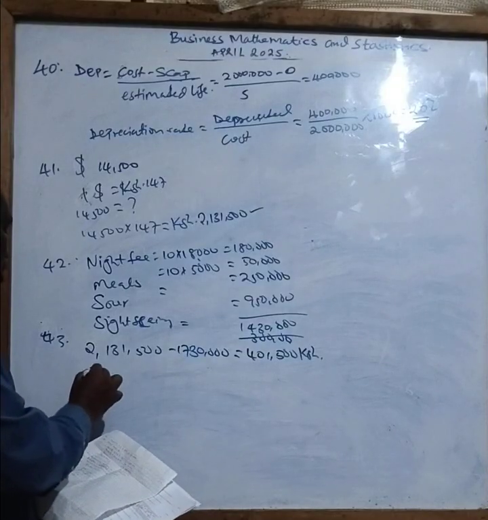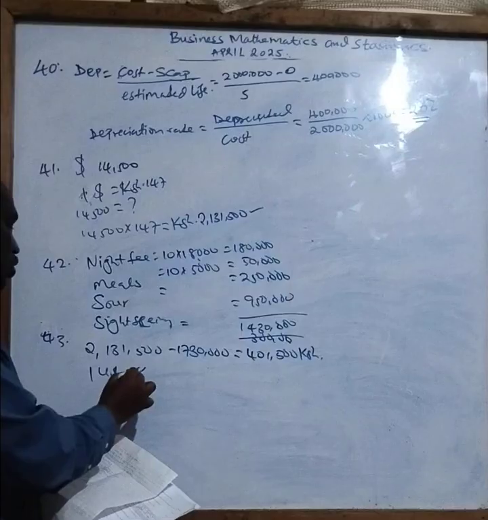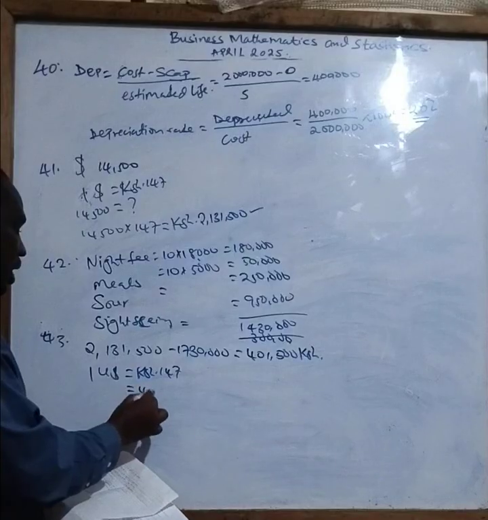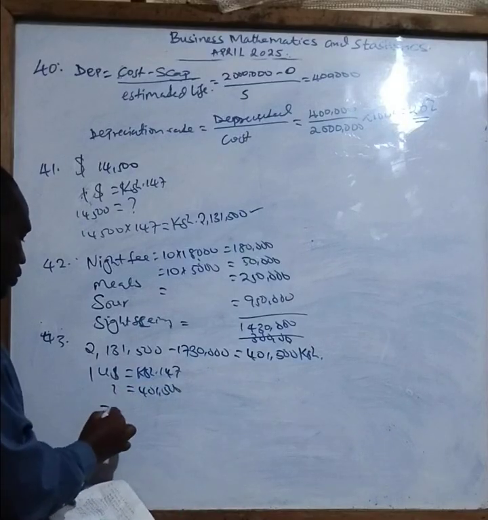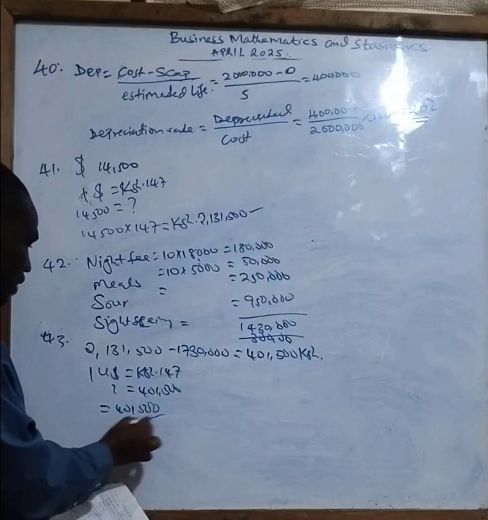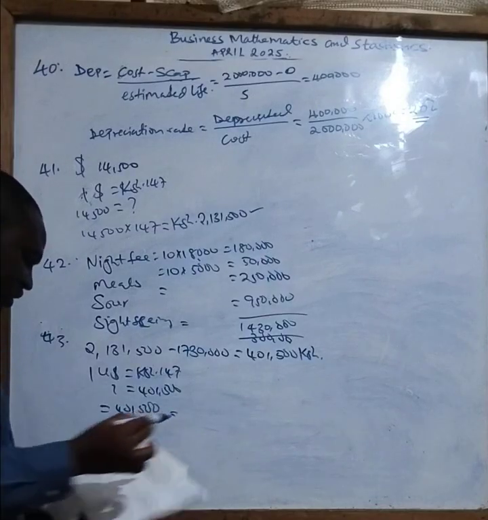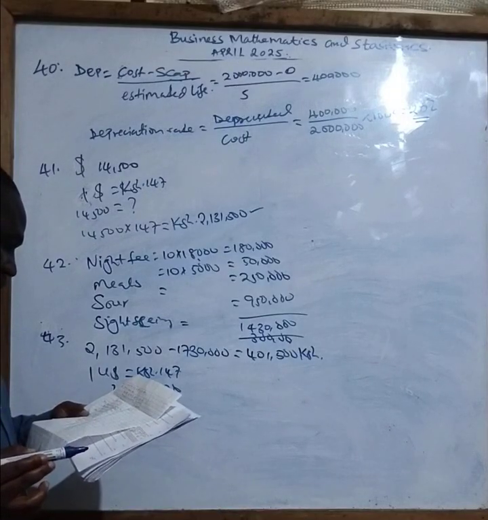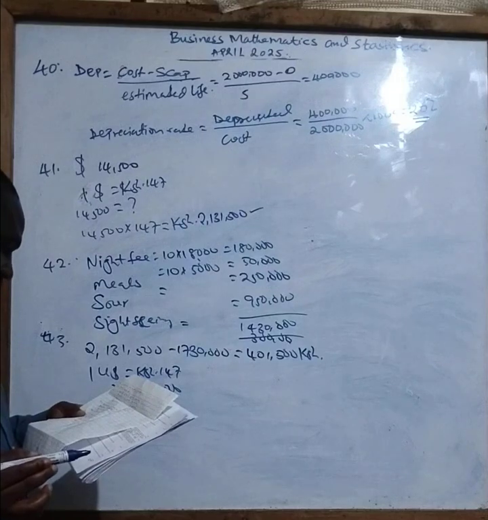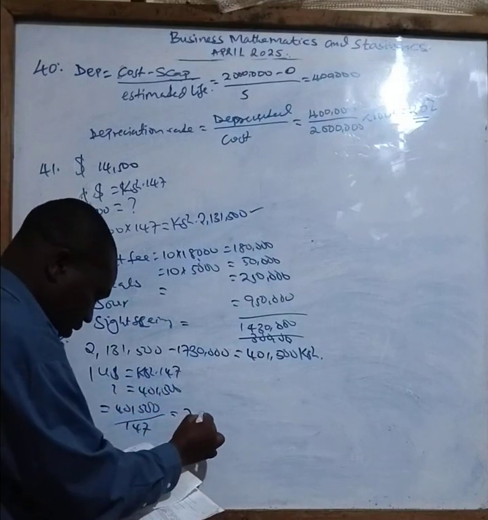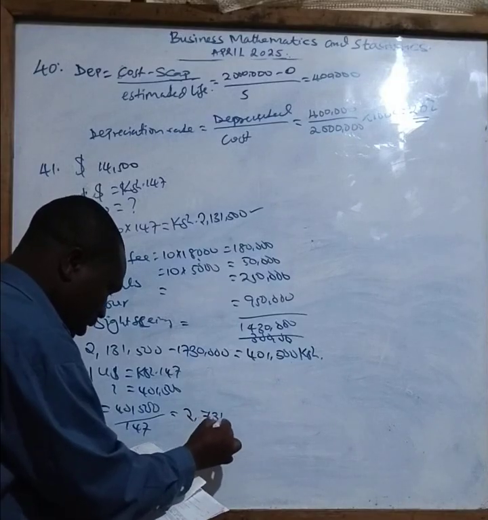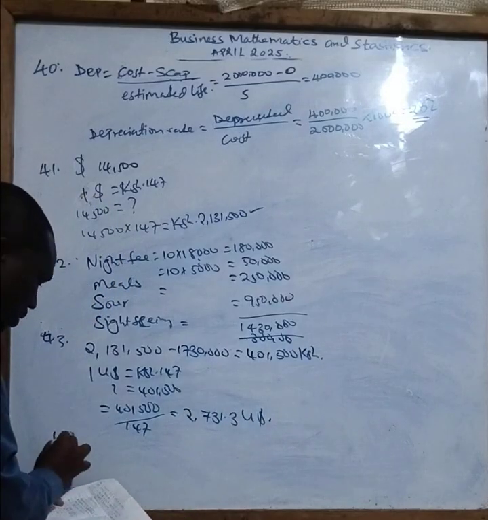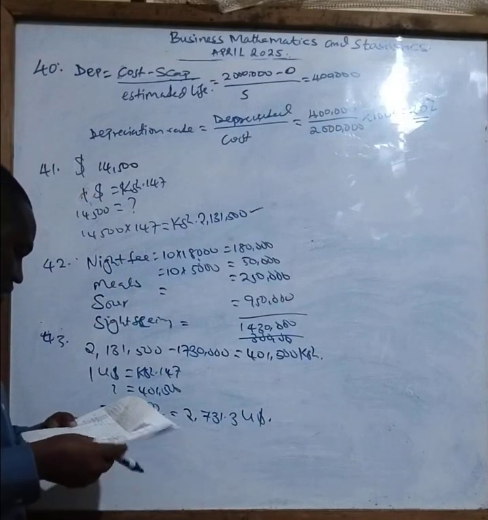So you say now $1 equals Kenya shillings 147. What about 401,500? So it will give you 401,500 divided by 140. So what is your answer, class? If you divide that correctly, the answer you get for that particular case is 2,731.3 US dollars. Then you go to number 44.